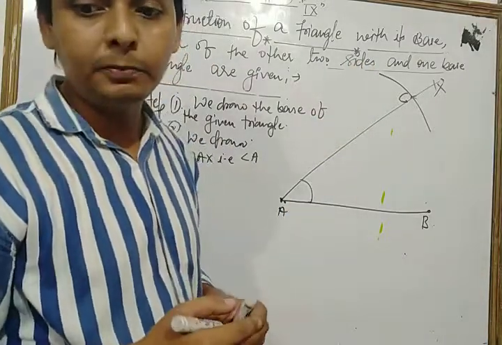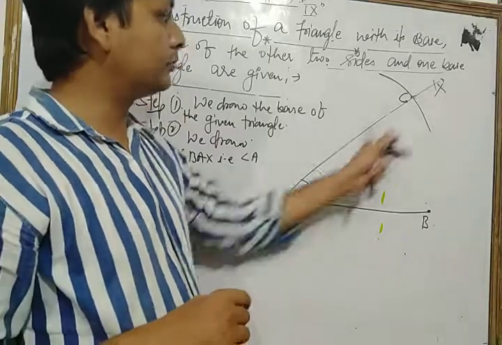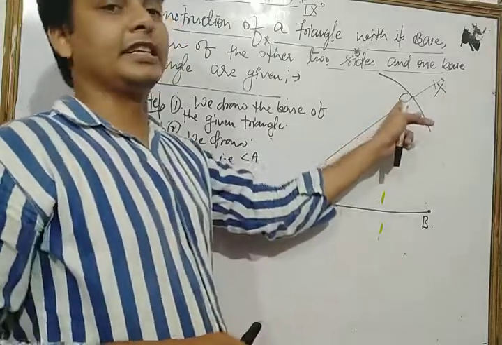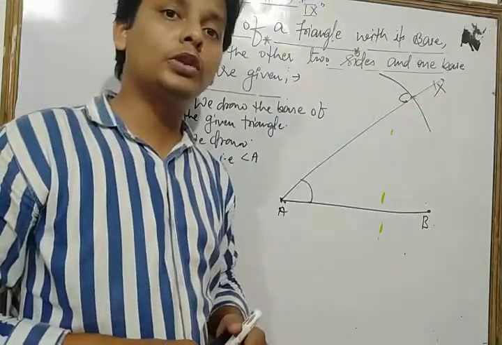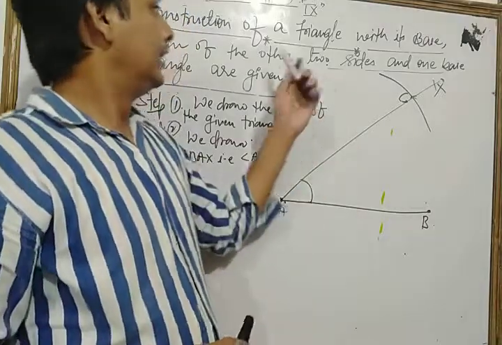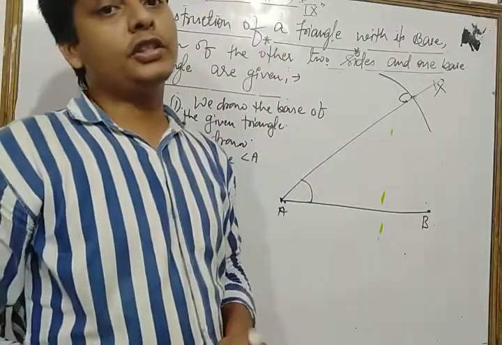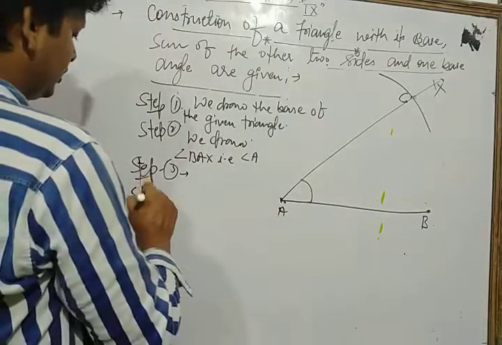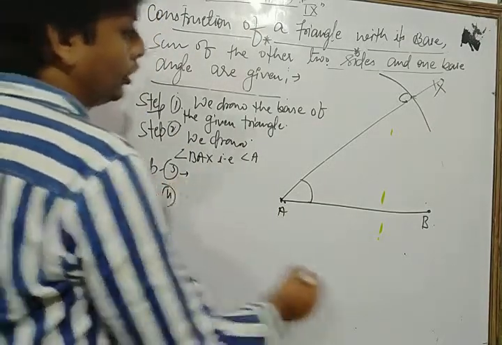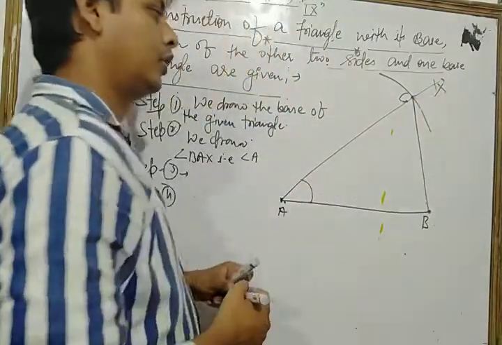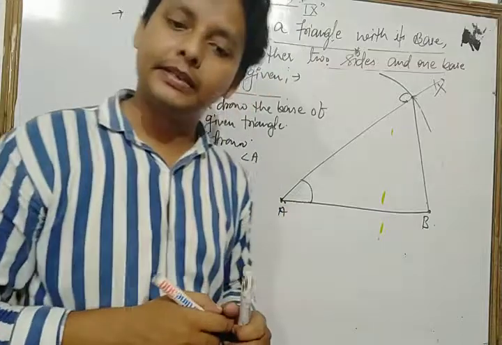Now after that, from the ray AX, cut off the line segment AC, which is equal to the sum of the other two sides, which is also given in our question. Now after that, in step fourth, we join BC.